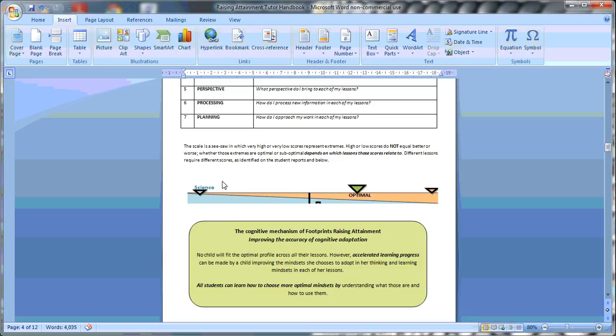There will be a subject-specific score here, so here's science, and there will be an optimal position as well. And the goal of this is to help our tutees to move their subject-specific scores towards the optimal position upon the scale.